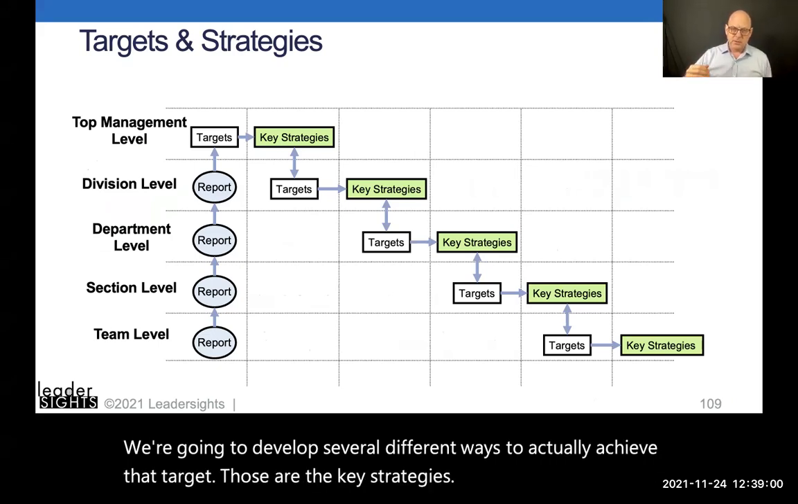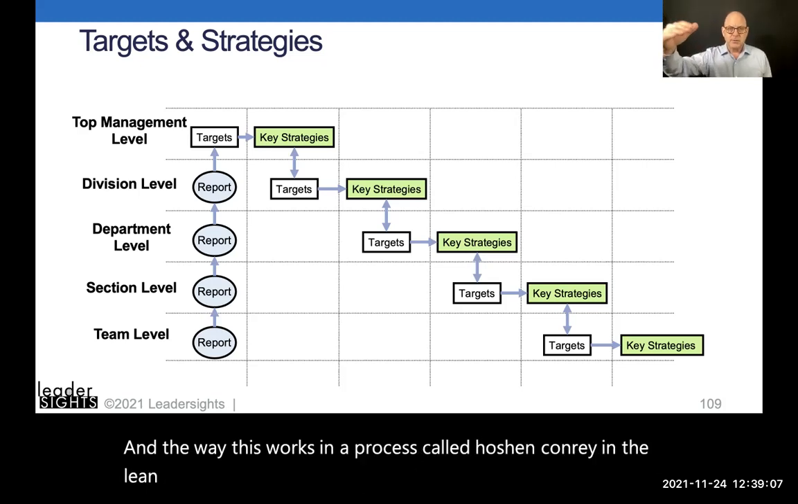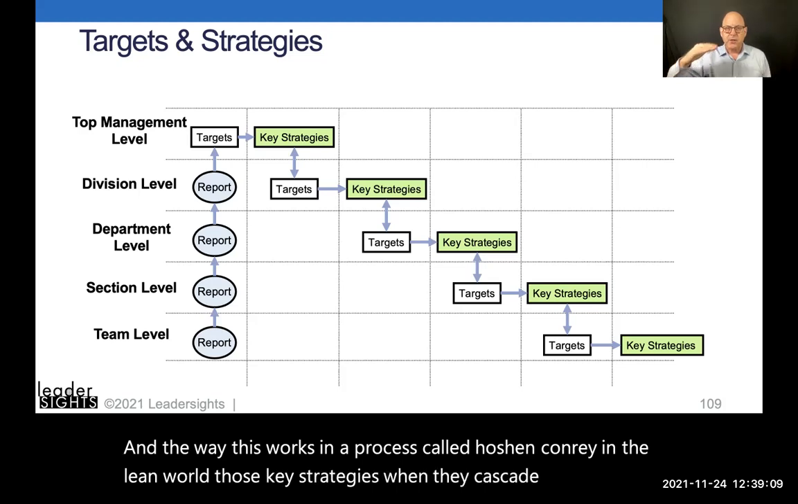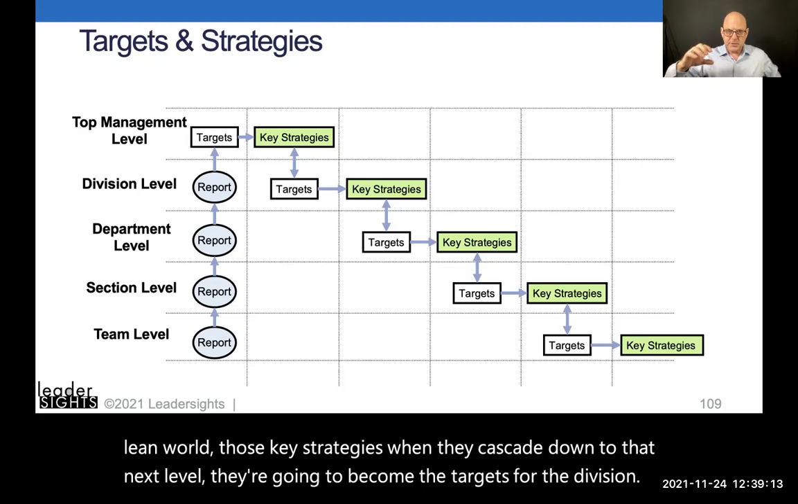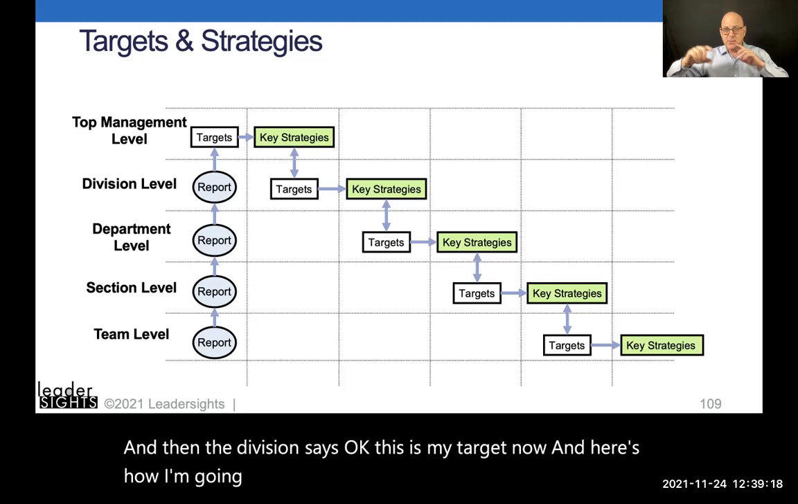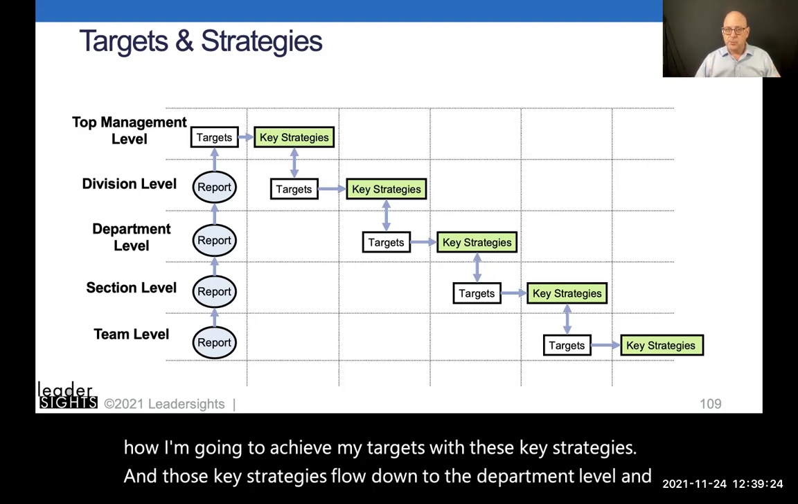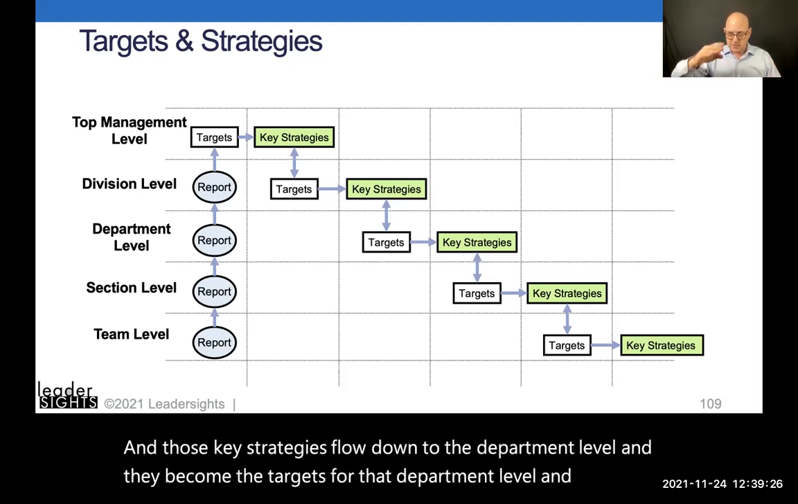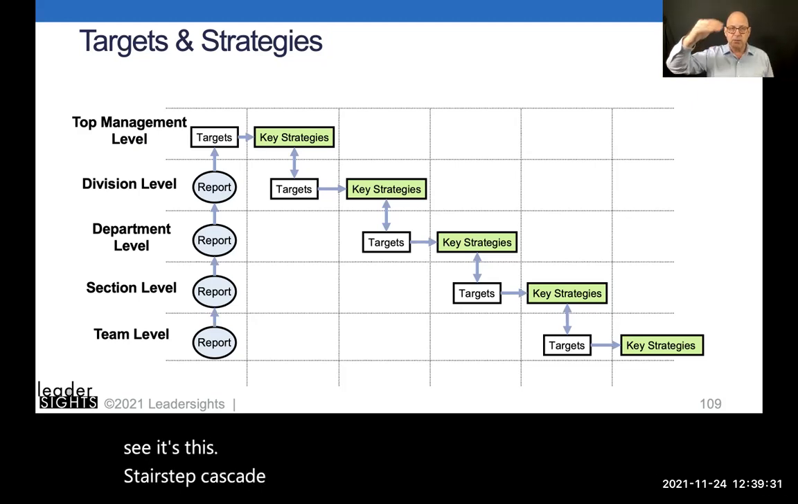And the way this works in a process called Hoshin in the lean world, those key strategies, when they cascade down to that next level, they're going to become the targets for the division. And then the division says, okay, this is my target now, and here's how I'm going to achieve my targets with these key strategies. And those key strategies flow down to the department level, and they become the targets for that department level.